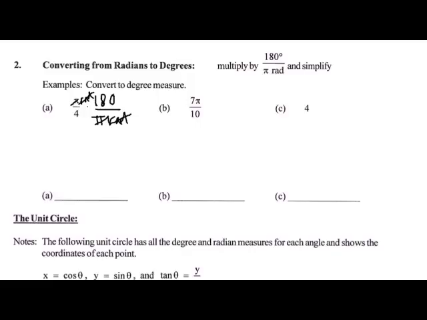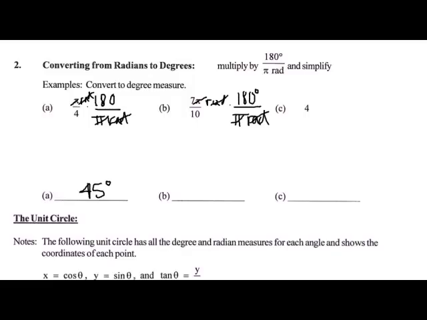So then we're going to take 180 and divide that by 4 to get 45 degrees. So pi over 4 is the same as 45 degrees. For part B, again, remember this is 7 pi over 10 radians. So we're going to multiply by 180 degrees over pi radians. Again, our pi's cancel out, so do our radians.